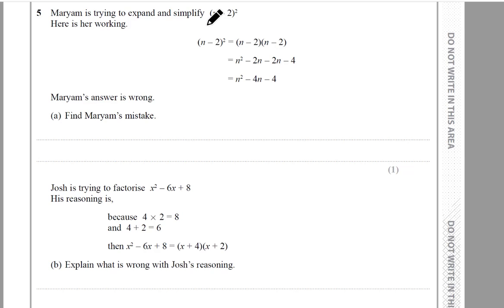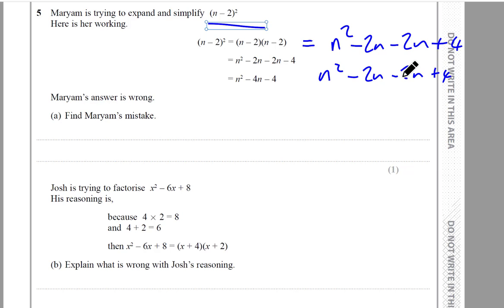Mariam is trying to expand and simplify this. Here is her working. Mariam's answer is wrong. Find Mariam's mistake. Well, the best way to do these types of questions is actually to work it out yourself to see where she could have gone wrong and compare. I can spot it straight away. So n times n is n squared. Minus 2n minus 2n looks correct. Now what's minus 2 times minus 2? Negative times negative is a positive.